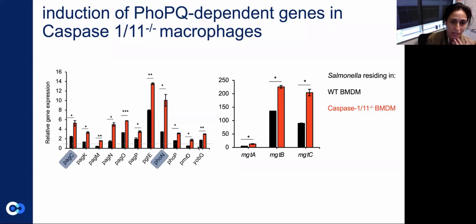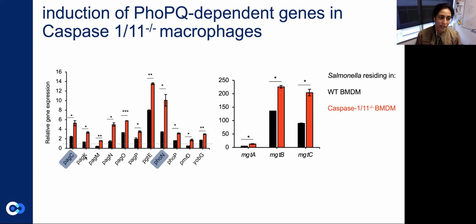And indeed, we can see that in the 111 knockout macrophages, which are in red here, compared to the wild type, which are in black, Salmonella actually upregulates expression of all of these genes that are part of the PhoP/PhoQ regulon, essentially. They're induced by PhoP/PhoQ.